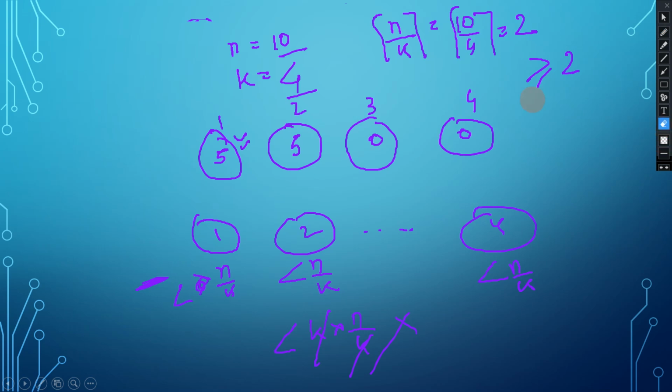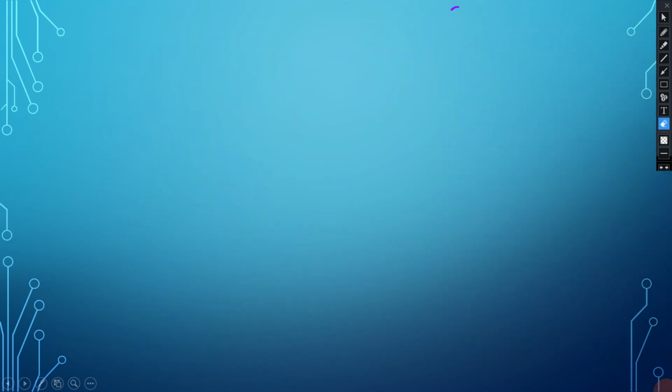Now we will move to see another example of an application of the pigeonhole principle. We'll move to the next slide.